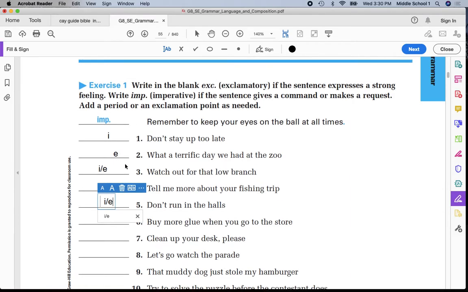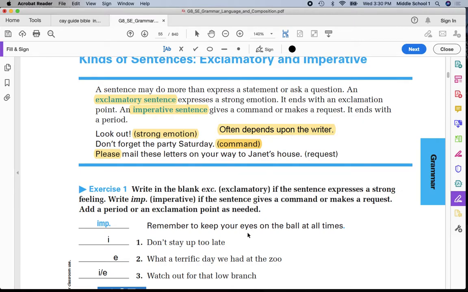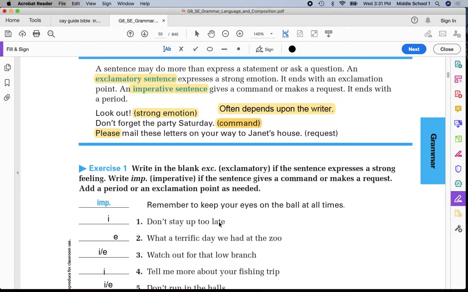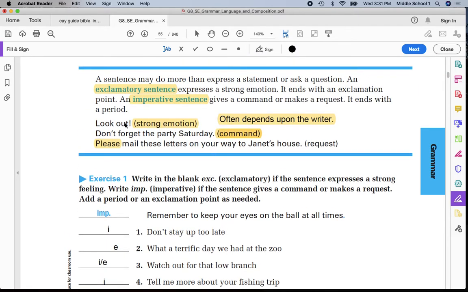Again, as you're seeing in my note up above, it often depends upon the writer. I think you get the point. So if, like in number 11, let the baby sleep, I could say, well, that's imperative. But if your mother's told you that 3 times before, it might have a little bit stronger feeling or emotion. What I want you to remember from this lesson is, if you are writing and you want strong feeling or emotion, use an exclamation mark.